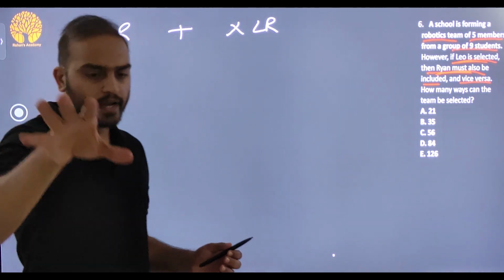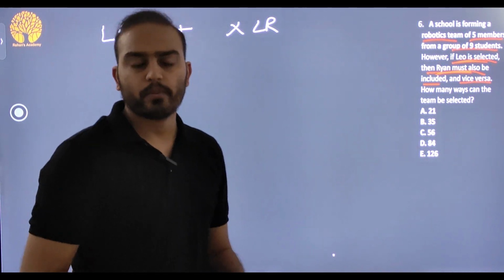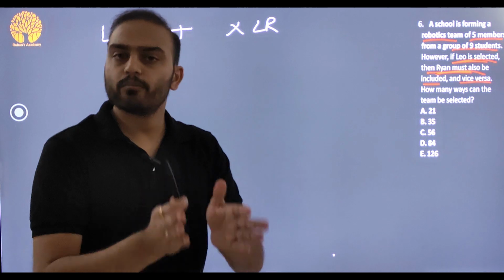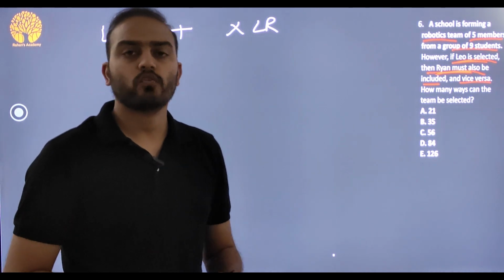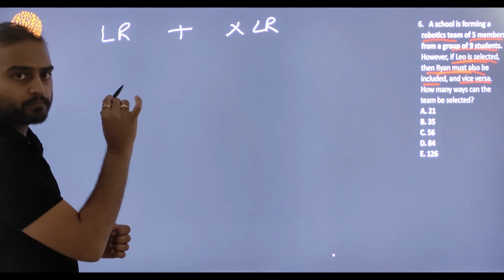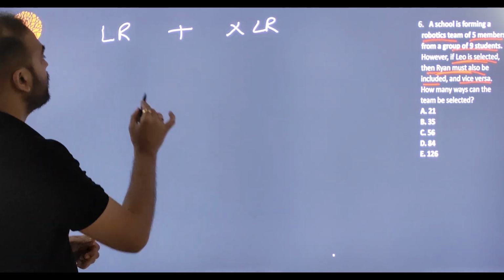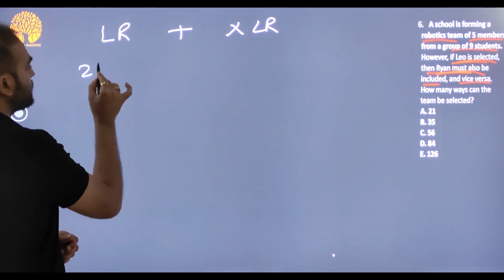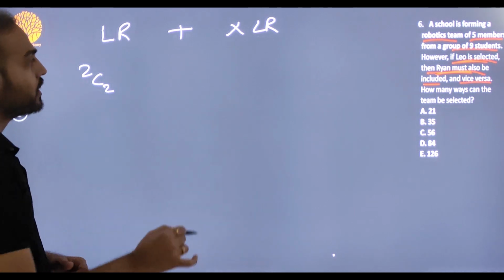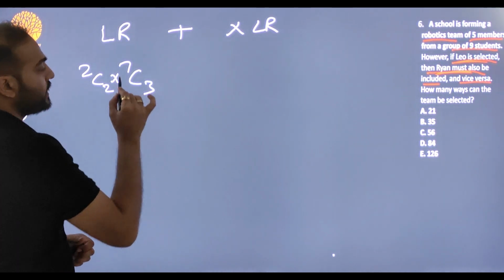What will you do? Say you are the head of the robotics team and you are supposed to make the team for 5 members, and the constraint with you is that Leo and Ryan, they will either come together or none of them will come. So what will you do? You will have two scenarios. Either you pick both of them, or you do not pick any of them, right? So if you pick both of them, that's two members who have already occupied two spots.